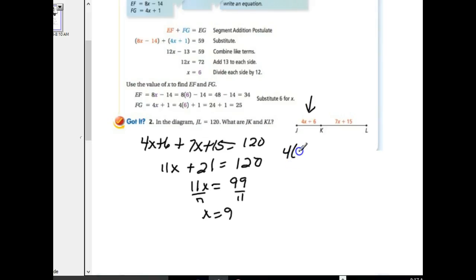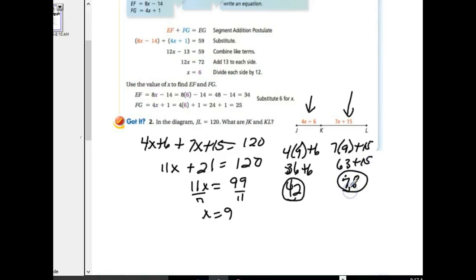So 4 times 9 plus 6 is really 36 plus 6, which ends up being 42. And then to find KL, which is the 7x plus 15, I'm going to put 7 times 9 plus 15, which again ends up being 63 plus 15, for a total of 78. So KL ends up being 78 and JK ends up being 42.